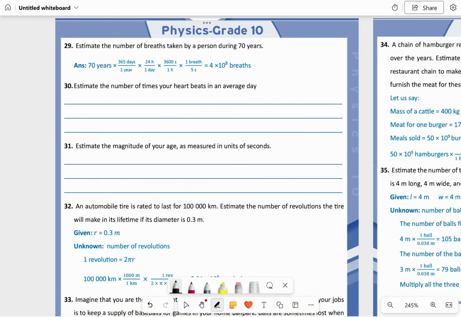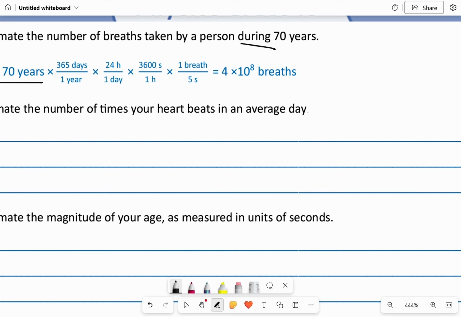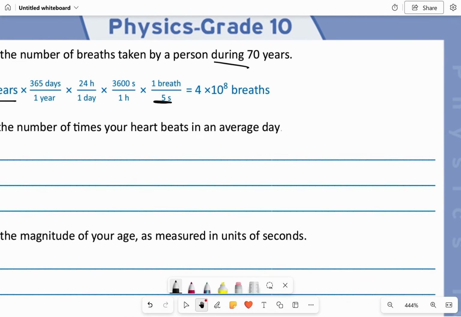Estimate the number of breaths taken by a person during 70 years. So he's 70 years. Consider that he takes one breath in 5 seconds. So you'll say 70 years multiplied by 365 days, multiplied by 24 hours, multiplied by 3,600 seconds, and then divide all of it by 5 seconds. Okay, you can do something else.